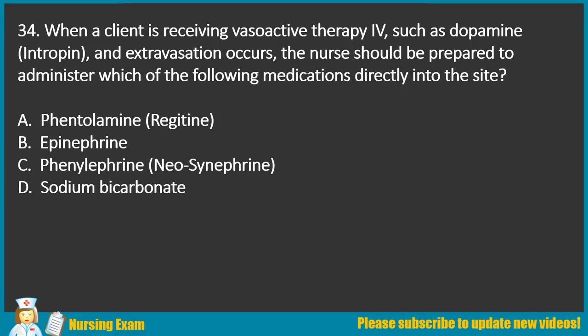Question 34. When a client is receiving vasoactive therapy, such as dopamine (Intropin), and extravasation occurs, the nurse should be prepared to administer which of the following medications directly into the site? A. Phentolamine (Regitine). B. Epinephrine. C. Phenylephrine (Neo-Synephrine). D. Sodium bicarbonate.